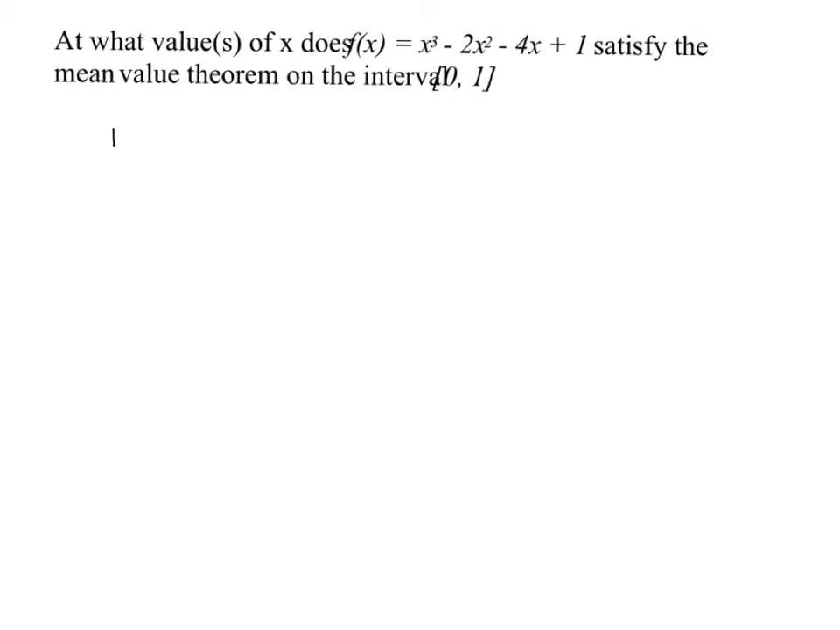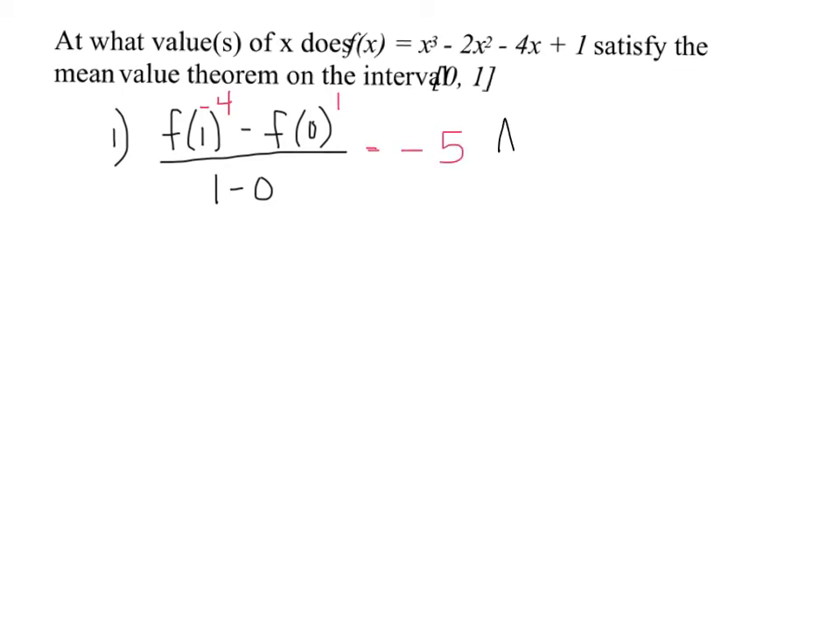The first step is to get the slope of the secant line, which, of course, on the interval from 1 to 0, we get f of 1 minus f of 0 over 1 minus 0. Well, when we plug 1 in, 1 minus 2 minus 4 plus 1 is negative 4. When we plug 0 in, we get 1, so we have negative 4 minus 1 over 1, so this is negative 5. I'm just going to make a note. This is our average rate, okay, or the secant slope.